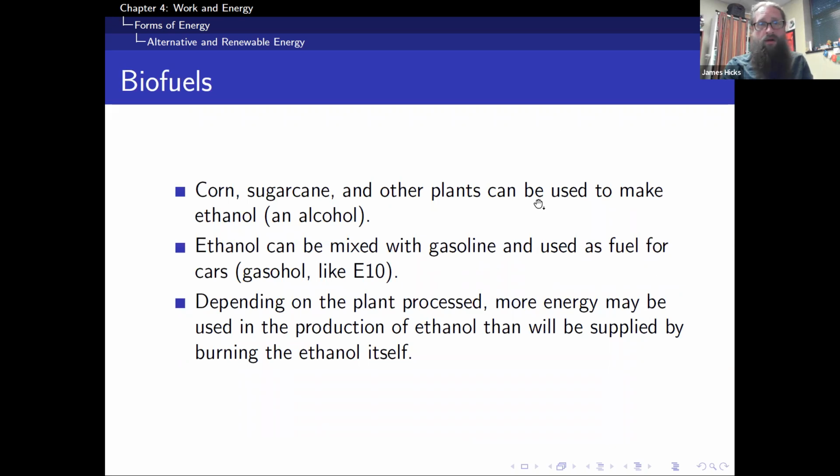Last thing I want to talk about are biofuels. So that's using something other than a fossil fuel to burn to generate electricity. One way is by using plants to make ethanol and burning that. Drawback to ethanol production is that a lot of times it takes more energy to grow and process plants into ethanol than you actually get out.